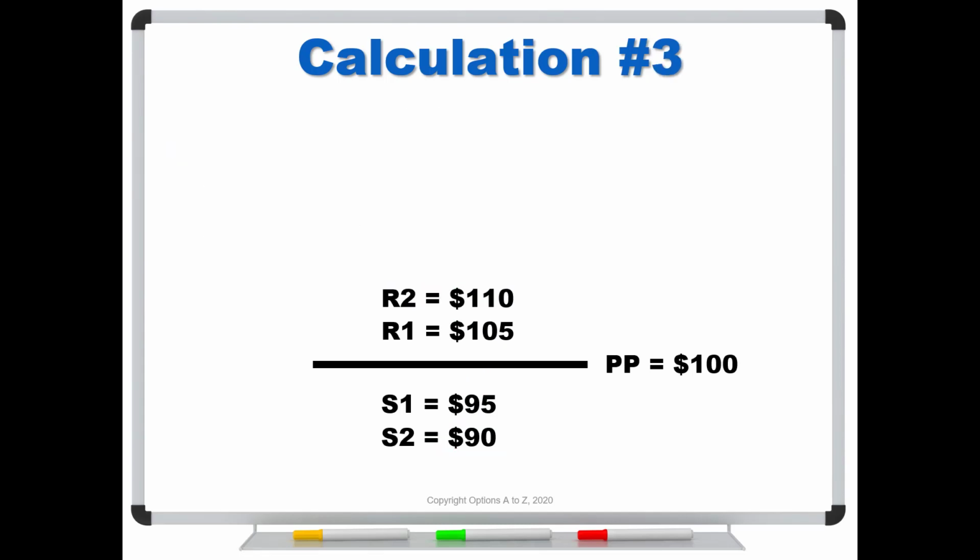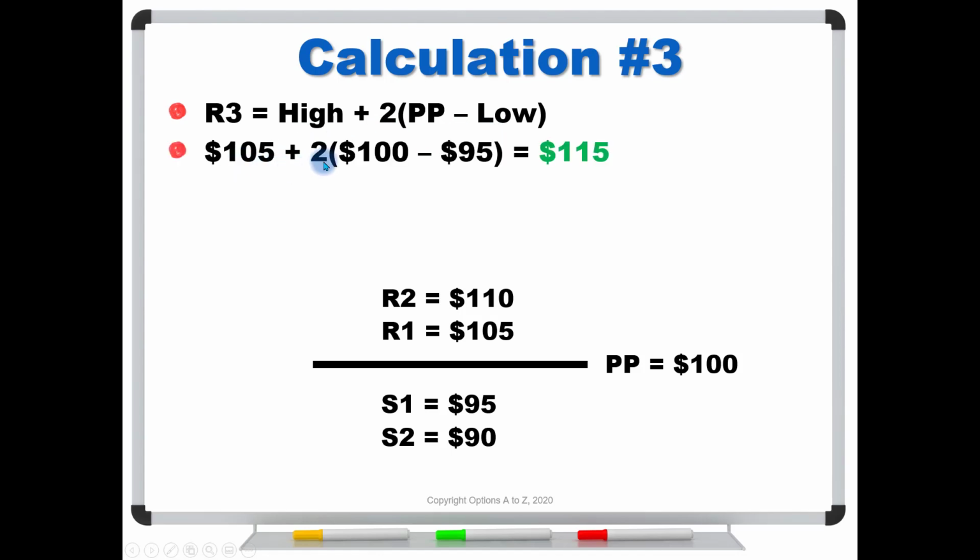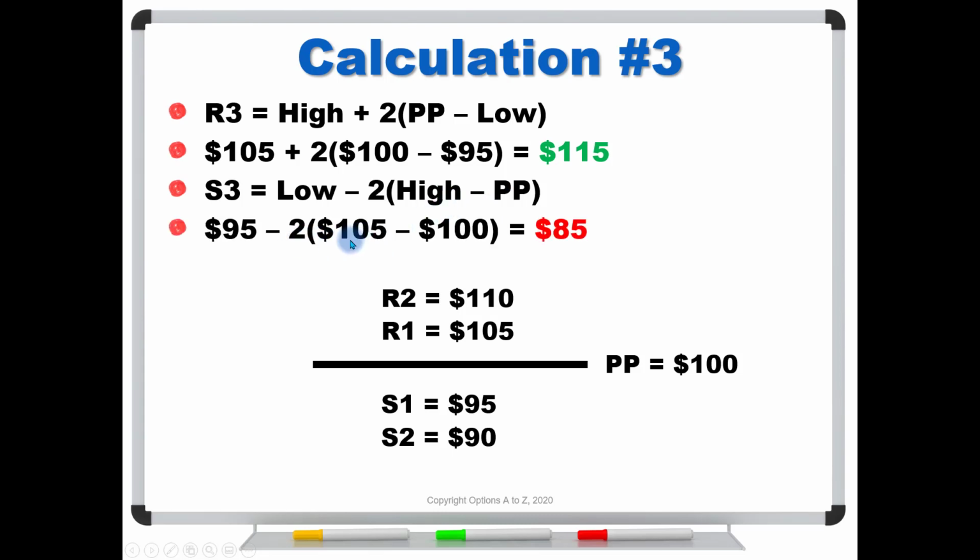What about S3 and R3? Well, R3 is found by taking the high plus 2 times the pivot point minus the low. So we're going to take the 105 high plus 2 times pivot point of 100 minus the low of 95. So this is 5 right here inside the parentheses times 2 is 10. 105 plus 10 is 115. Support 3 is the low minus 2 times the high minus the pivot point. So in this example, we had 2 times the high of 105 minus the pivot point of 100. Again, is a 5-point difference times 2 is 10. But we're going to take the low of 95 and subtract 10. And that gives us 85. So now our third level of resistance is going to be 115, and the support down here will be 85.